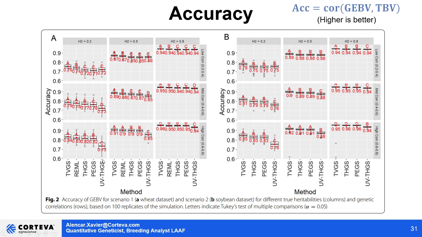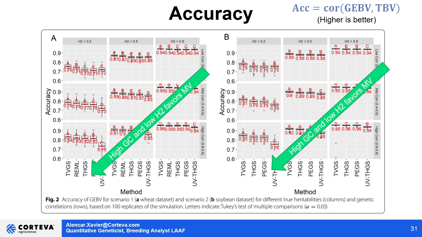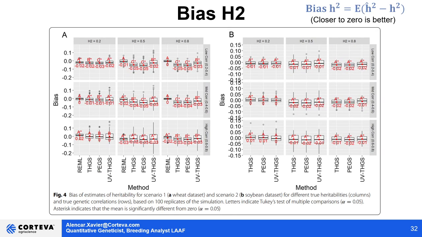And what you can see is that the univariate methods fall behind because they cannot leverage that information across traits. The general trend is that high genetic correlation and low heritability favors multivariate methods over univariate methods, but besides that, all multivariate methods provided very similar accuracies. Of course, using the true values for the variance covariance was the very best. Then REML, THGS, and PEGS.